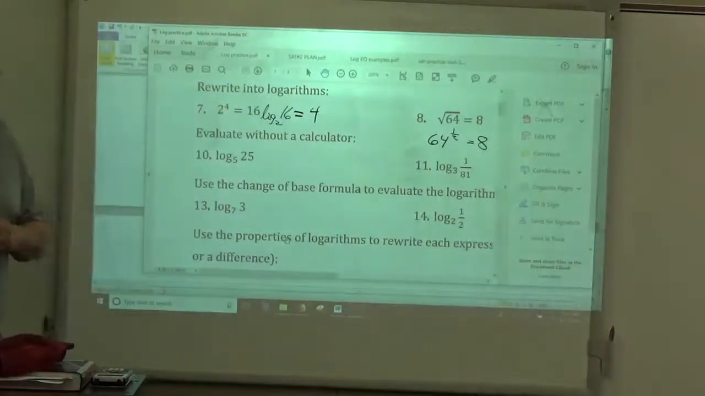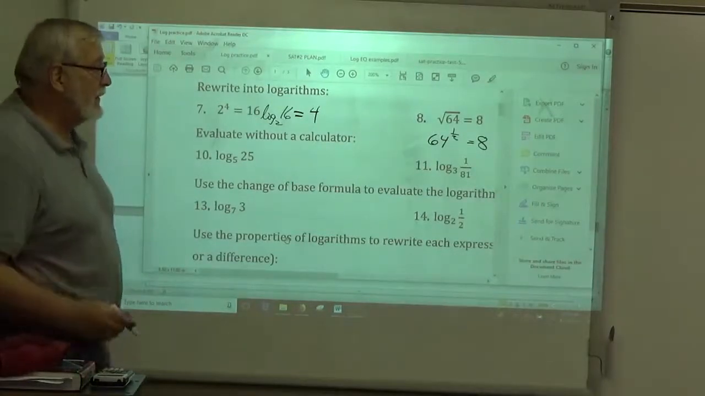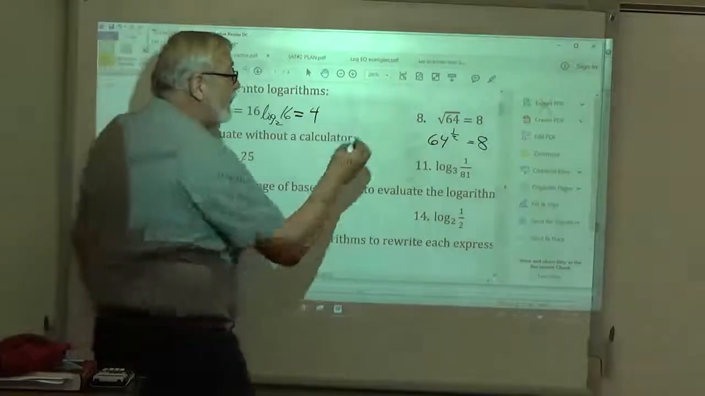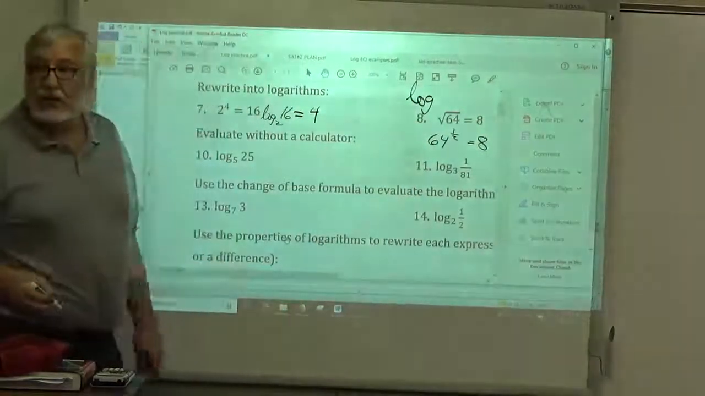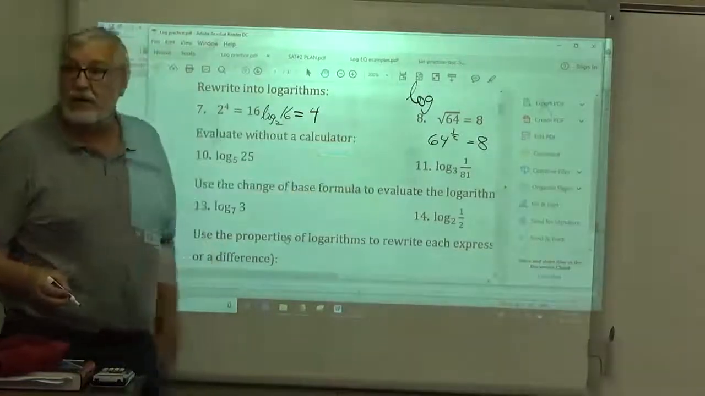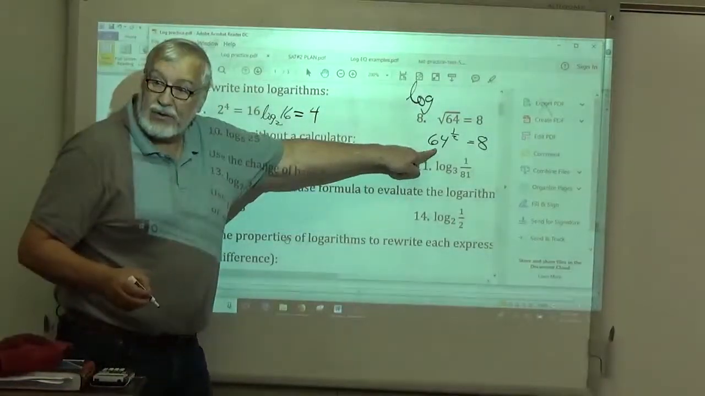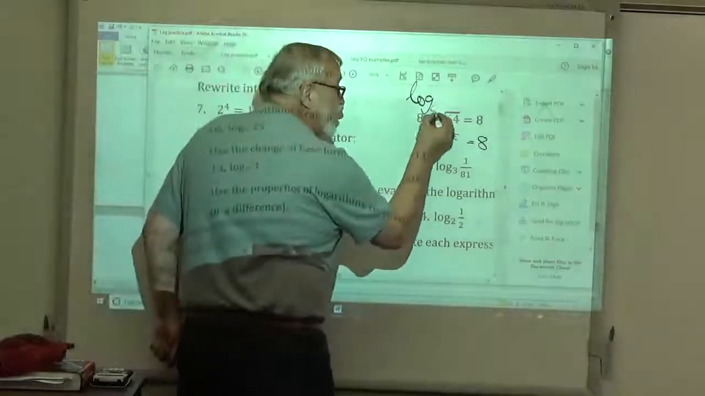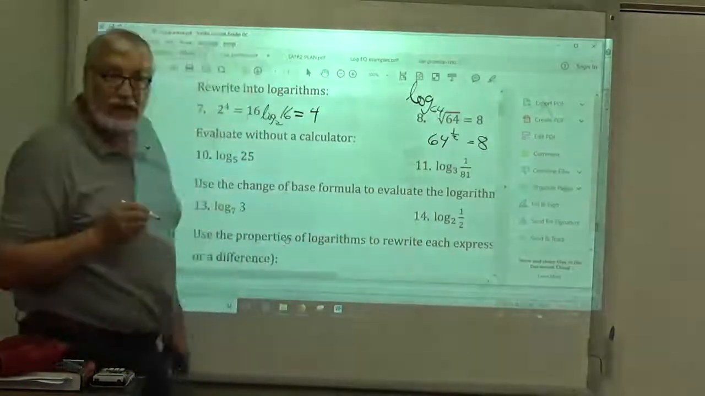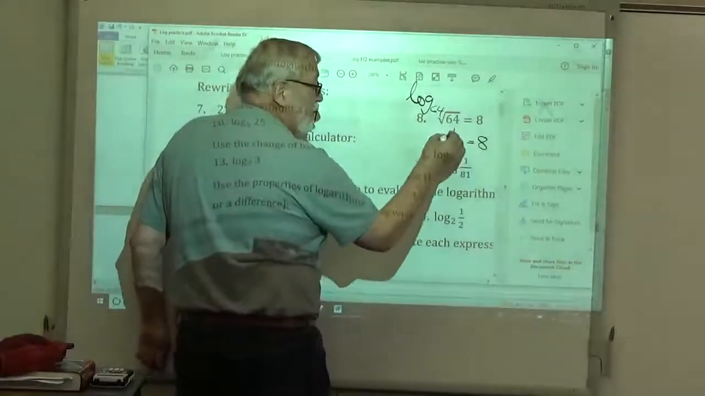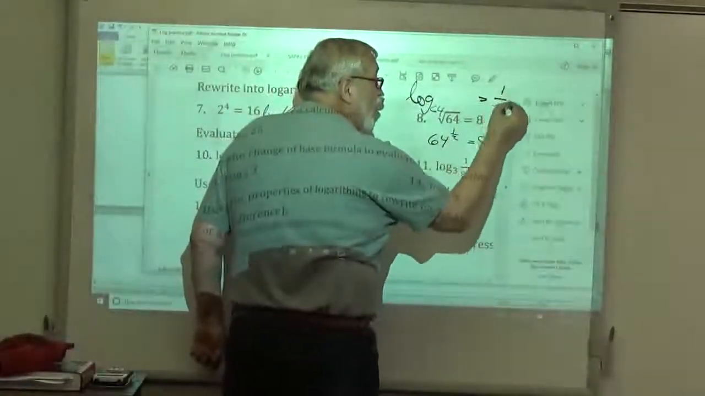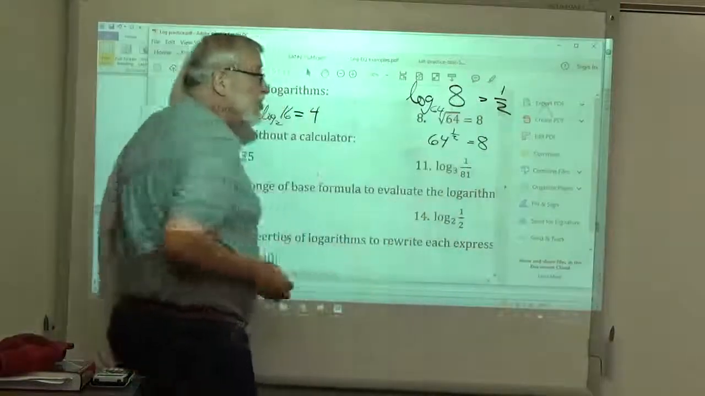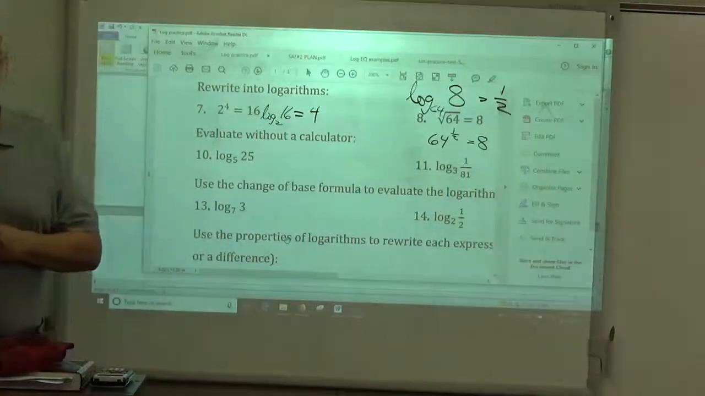So now I have this. How do I change that into a logarithm? What's the base of this problem? The base is the big number. Log of 64, what's the exponent? It's 8. The exponent's a half, isn't it? So log base 64 of 8 equals a half is the logarithm form.